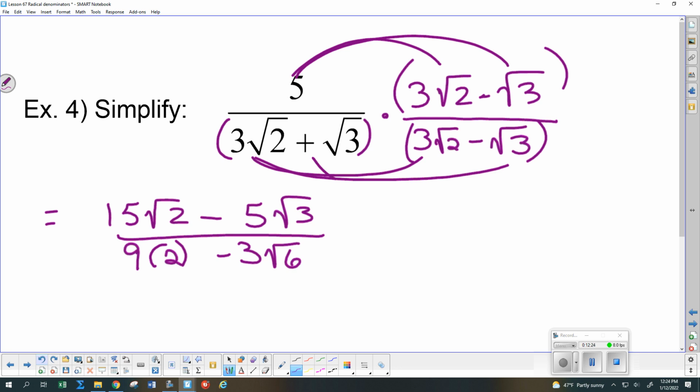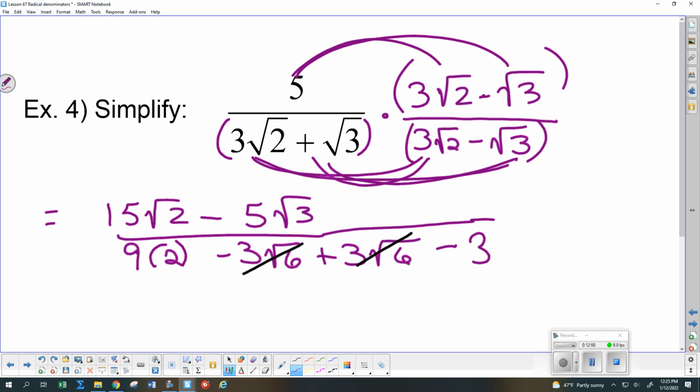Then I would have the insides. Plus times plus is a plus. And I'd have the 3 root 6. Like I said, you can write those or not, because we've been seeing when we multiply by a conjugate, those are always going to cancel. And then to finish foiling, last times last, plus times minus is minus. Root 3 is what? Regular 3. That means my numerator is 15 root 2 minus 5 root 3.